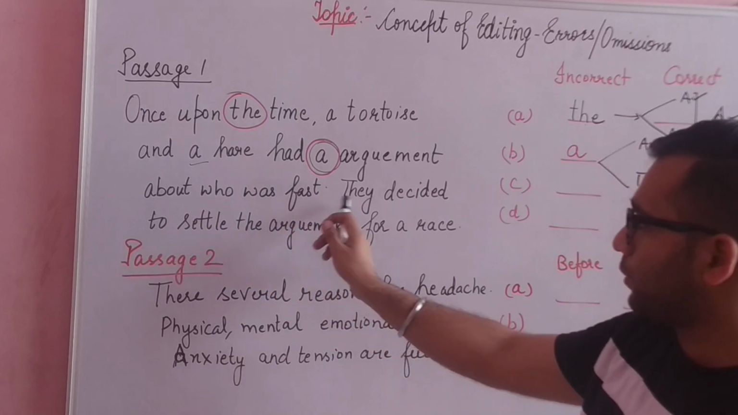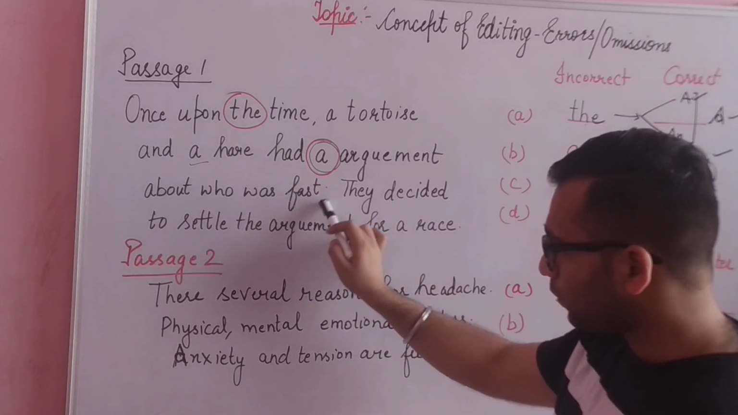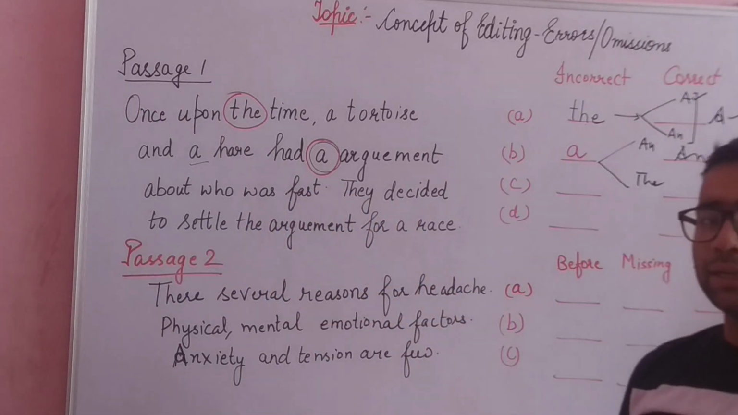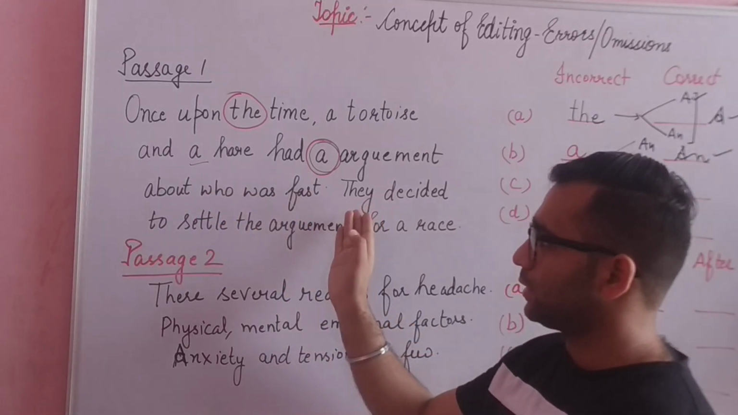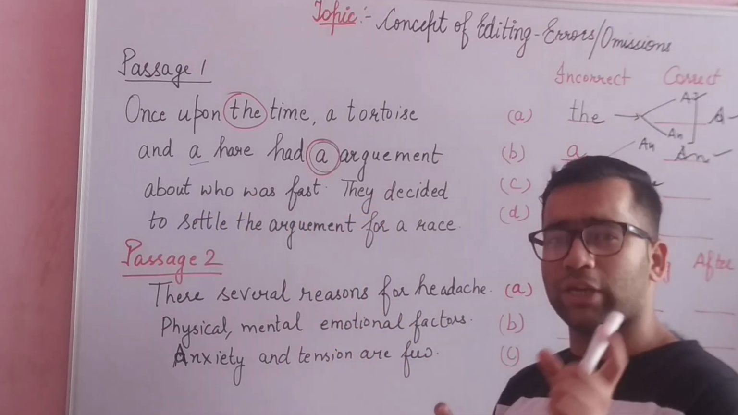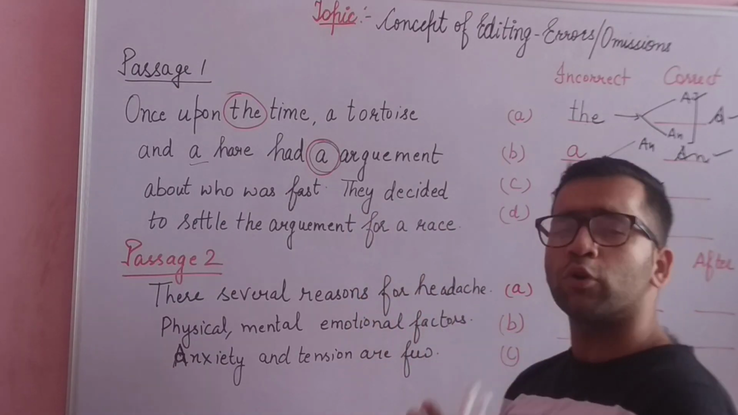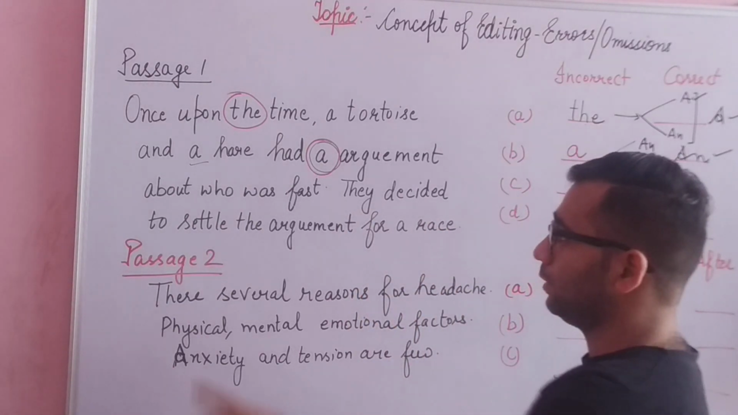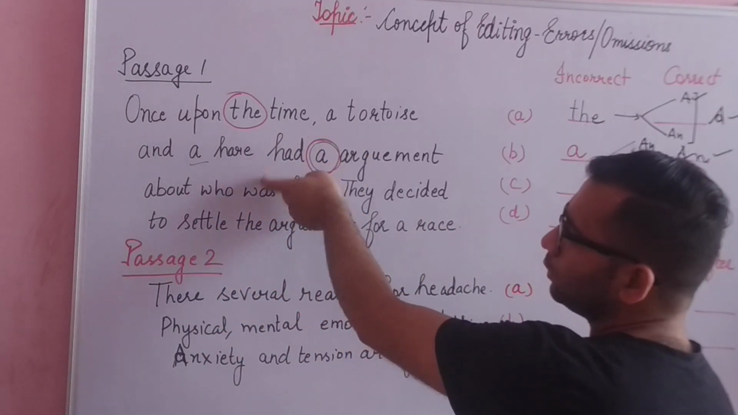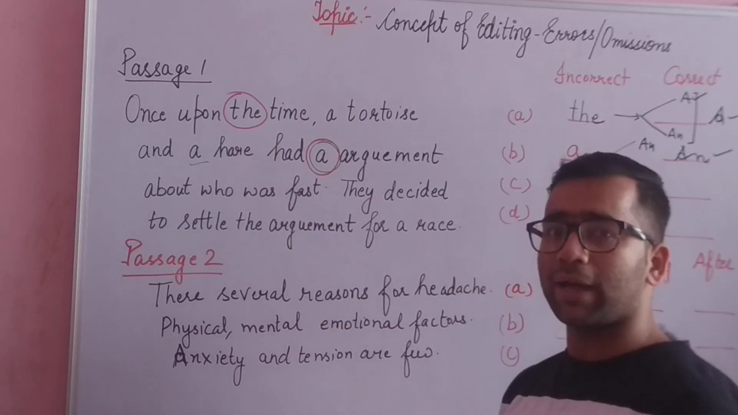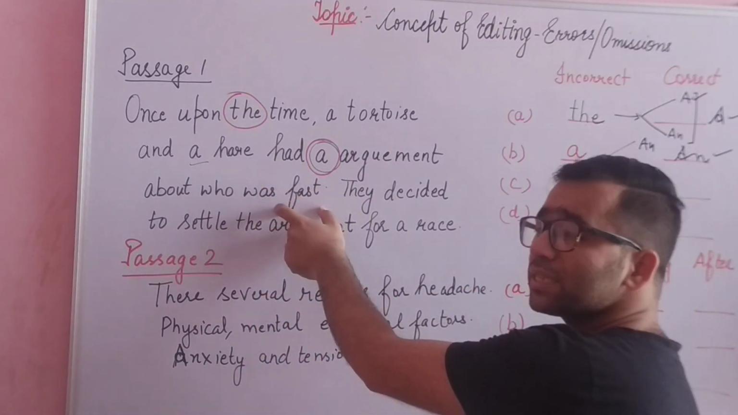About who was fast, they decided. Now can you see this fast? Don't you feel something missing? Like about who was fast. Fast is an adjective with positive degree. We cannot use this for comparison. But here there are two tortoise and here there must be a comparison. So this fast is a mistake.